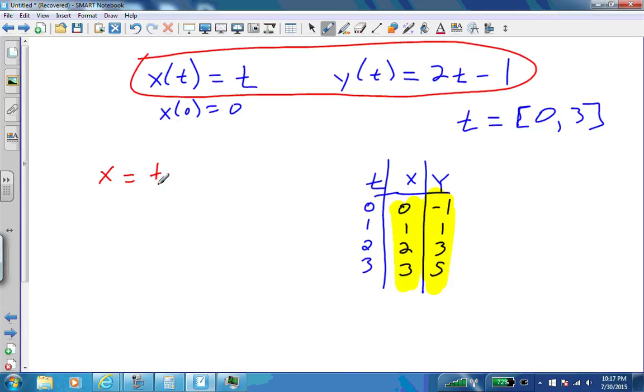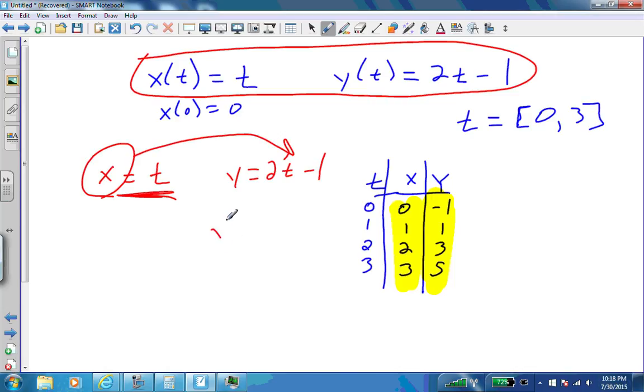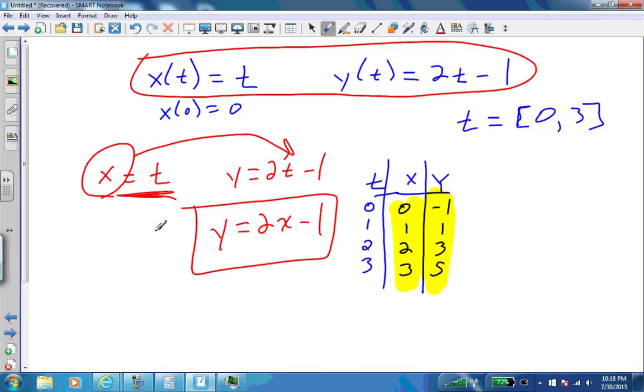So our first equation is x equals t. The second equation is y equals 2t minus 1. So when we remove the parameter, we want to pick one of the equations to solve for t. Notice this equation is already solved for t. And then we substitute the corresponding value in for t in the other equation. So t is the same thing as x, so where we have a t, we put an x in. So that is the corresponding equation once we have removed the parameter.